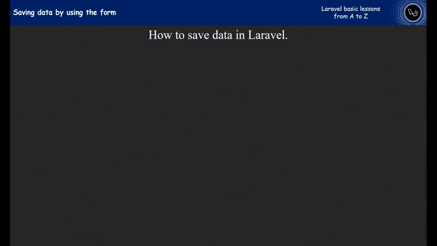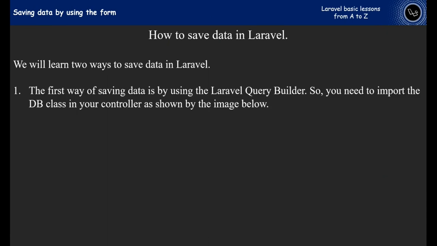And here we are going to be talking about how to save data in Laravel by using the form. And we will learn two ways to save data in Laravel. And the first way of saving data is by using the Laravel query builder. And so you need to import the DB class in your controller as shown by the image below.